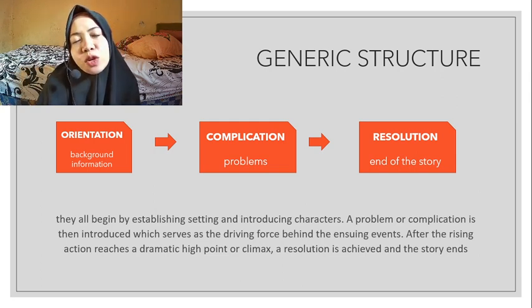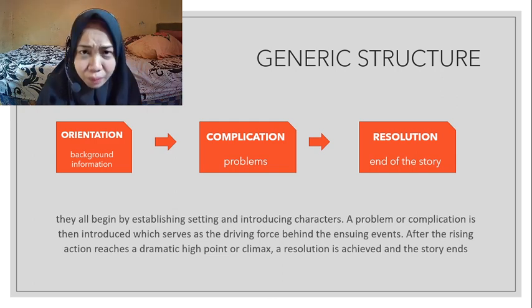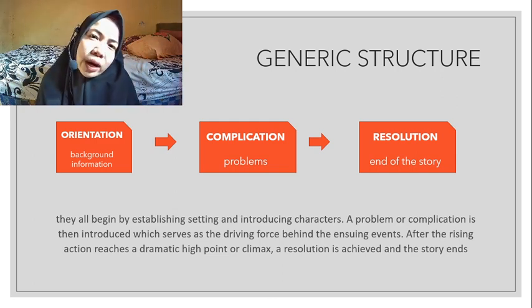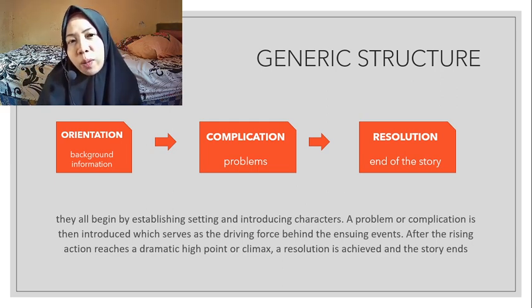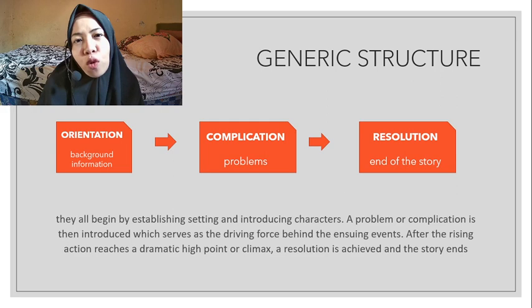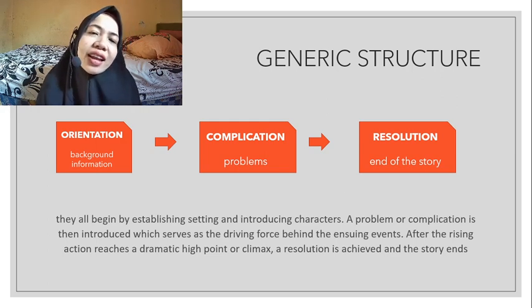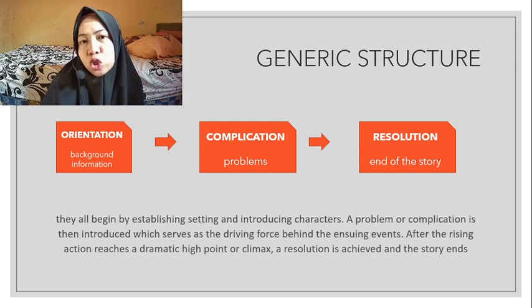Next, we talk about the resolution or end of the story. This is the part when you write how the story ends, how the problems are solved, what's going on at the end with your characters, is their problem solved or not, whether it is a happy ending, a sad ending, or unclear ending. So it's really up to you, based on the order of your story.